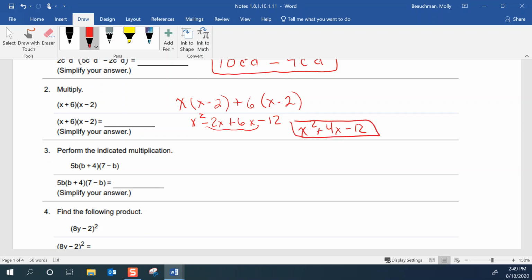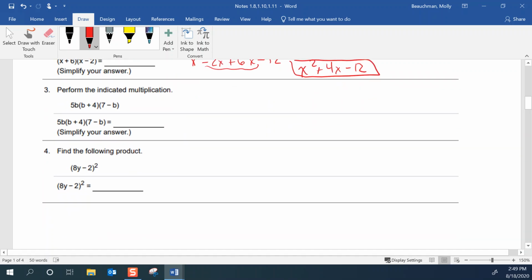Next example is the same type, except now we're multiplying another monomial. So this is where the commutative property comes in. You can take 5b and distribute it through b plus 4 and then multiply that product times 7 minus b, or you can multiply these two together and then times the 5b. It doesn't matter, you'll get the same answer. So I'm going to take the 5b and multiply b plus 4, these two together first. Okay, so I'm going to do this a little bit quicker than I did the last one.